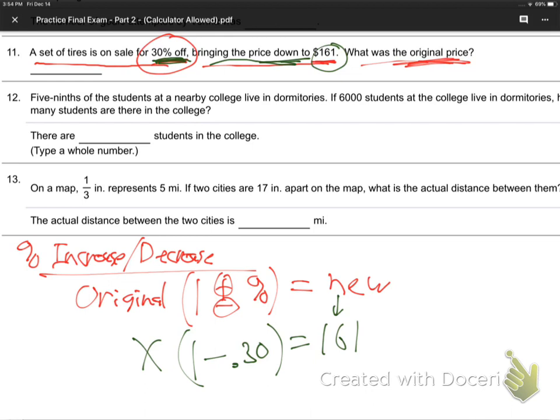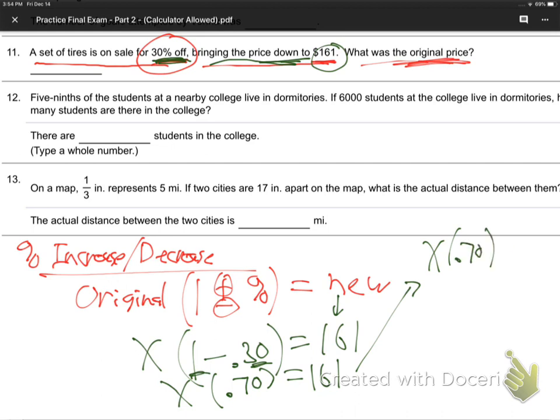Now, let's clean up that formula. That's x times 0.70, isn't it? Is 161. Because $1 take away 30 cents is 70 cents. X times 0.70 is 161. Does that make sense? Because if something is 30% off, then it's 70% of what it used to be. How do you finish solving for x? Divide by 0.70. And then use your calculator.